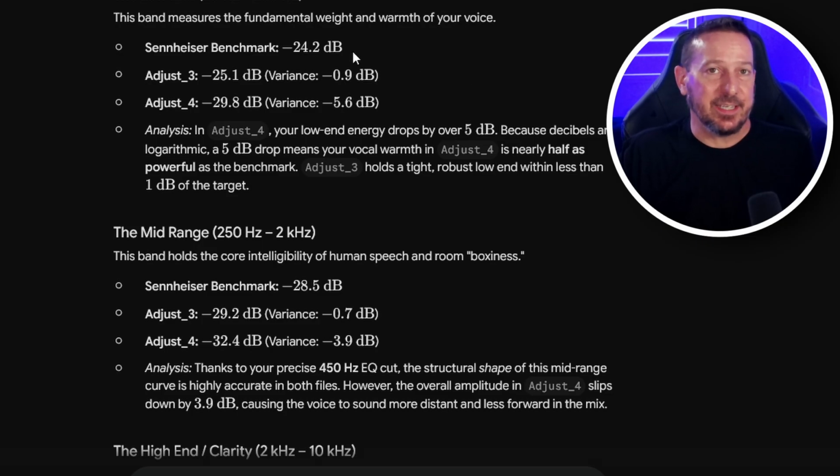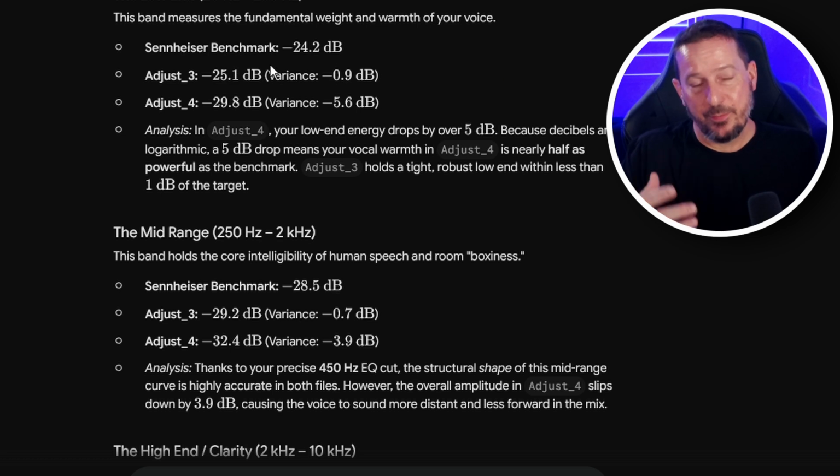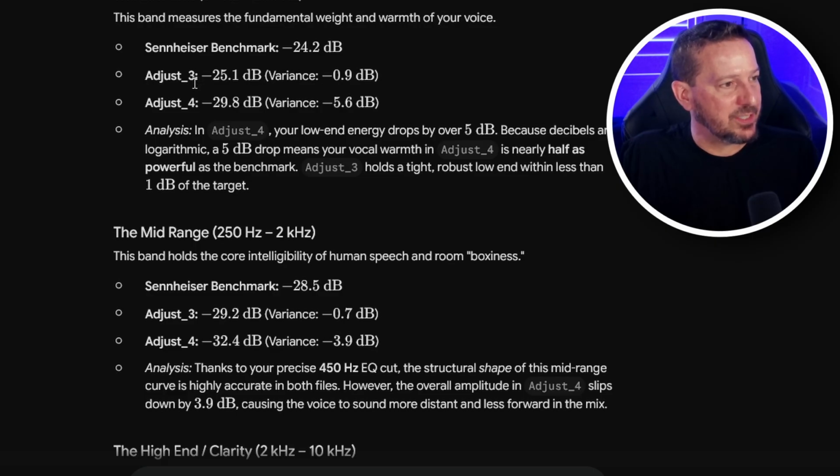So what it's done then is it splits the waveform into 3 different levels of low, medium, and high sound based on the frequencies, much like an equalizer. And so what it says is at the low end, the Sennheiser benchmark is 24 decibels below the peak signal. So the peak signal would be 0, right? And so it's 24.2 decibels below that. The signal at the low end for Gemini's best sounding audio that it came up with today is negative 25.1 decibels. And the audio that I developed a couple of days ago with Gemini is at negative 29.8.